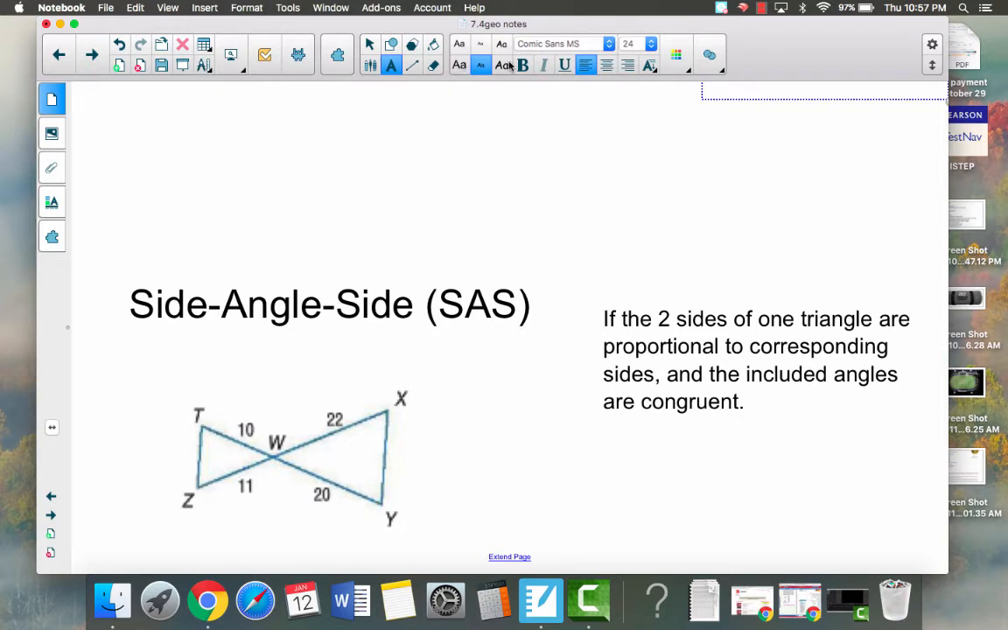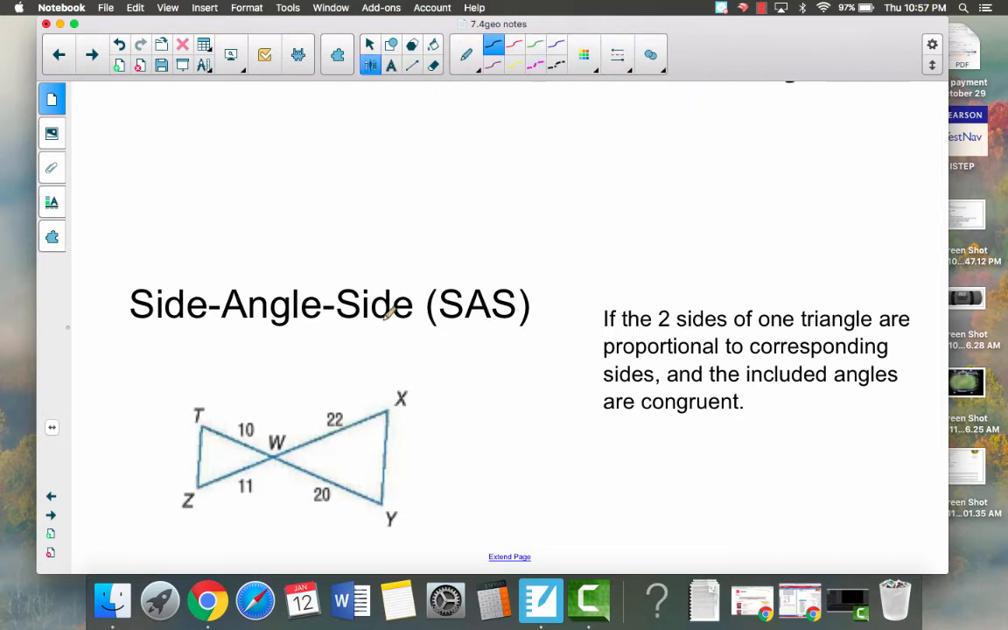So remember, when it says included angle, that means the angle has to be between the two sides. That's very important. Notice the A is between the two S's. So in the picture, the angles that are marked or are congruent have to be between the two sides. So we've got this picture down here.